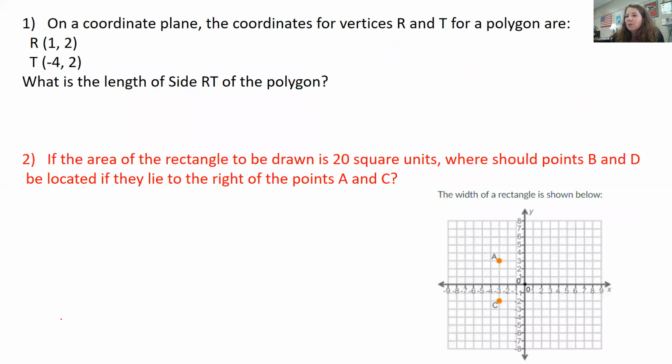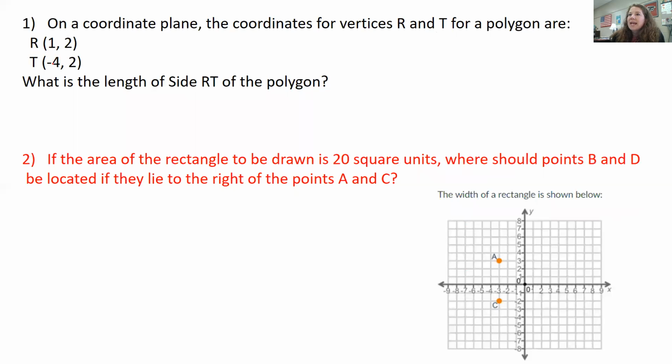All right, let's look at number 1, the next problem. It says on a coordinate plane, the coordinates for vertices. Now, a vertice is just a corner, basically. The vertices for R and T for a polygon are, here we have. So the question is, what is the side length of RT? Well, if you notice, the y values are the same.